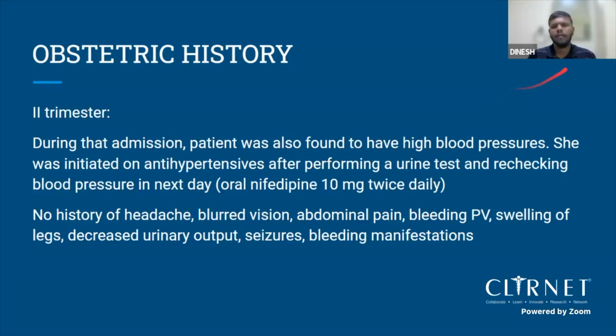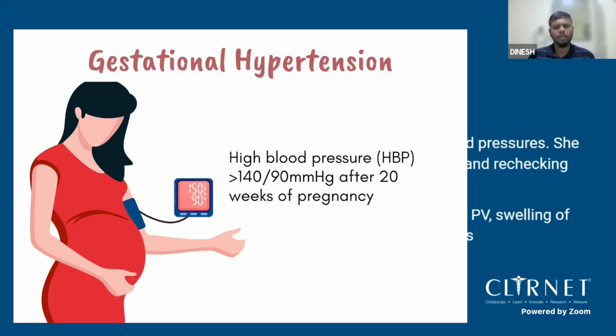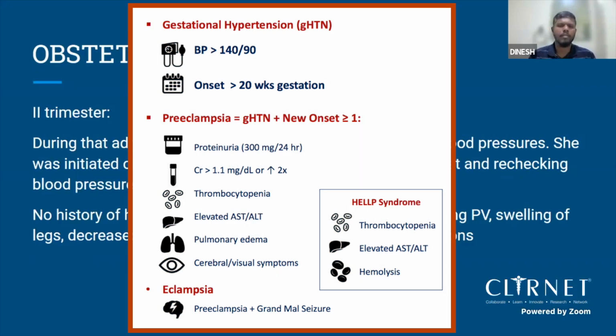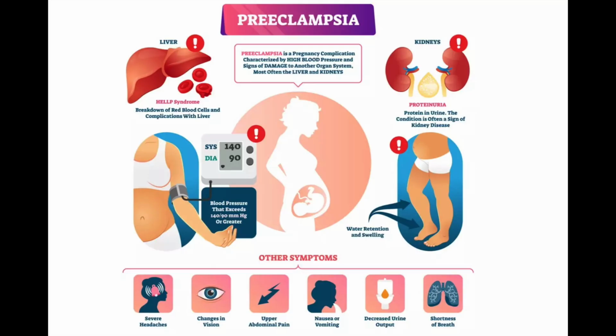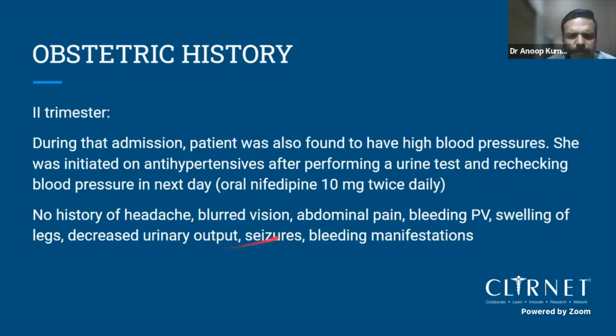Since the patient is found to have blood pressure occurring after 20 weeks of pregnancy, we term it as gestational hypertension, and if it is with proteinuria, it could be preeclampsia, just from the history. Preeclampsia patients can move on to develop severe features. I had to rule out whether the patient had severe features like headache, blurred vision, implying cerebral edema, abdominal pain, implying liver capsule rupture, bleeding per vaginum, developing a coagulopathy in a preeclamptic patient, and swelling of legs, pedal edema, and decreased urinary output. Fine, carry on.